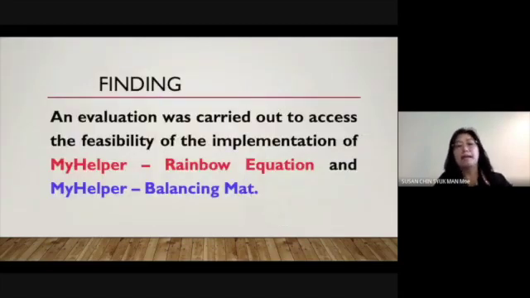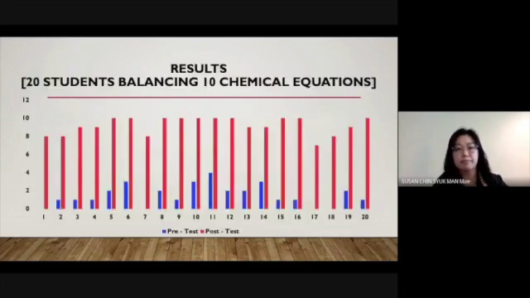For the findings, an evaluation will be carried out to assess the feasibility of the implementation of Myhelper rainbow equation and Myhelper balancing method. Out of the 20 students chosen from my class, some of them have totally no idea. They do not want to memorize how to balance the equation. They totally have no idea how to do the balancing equation.